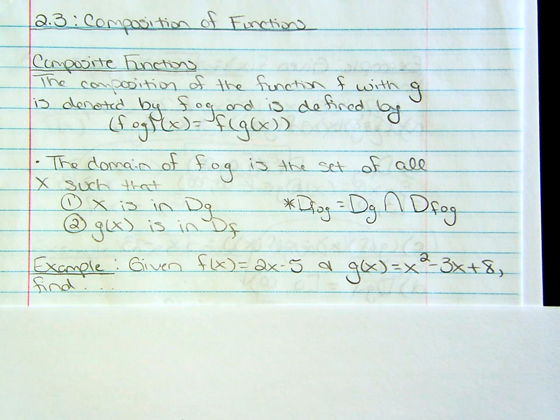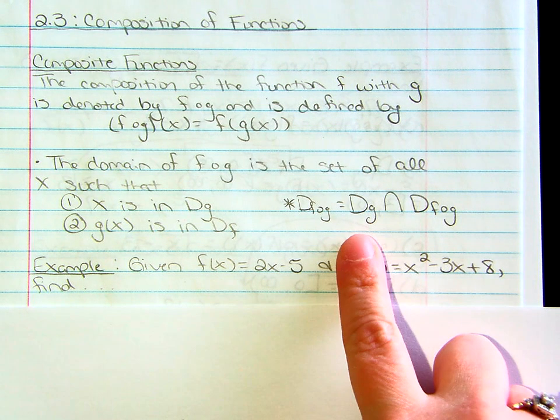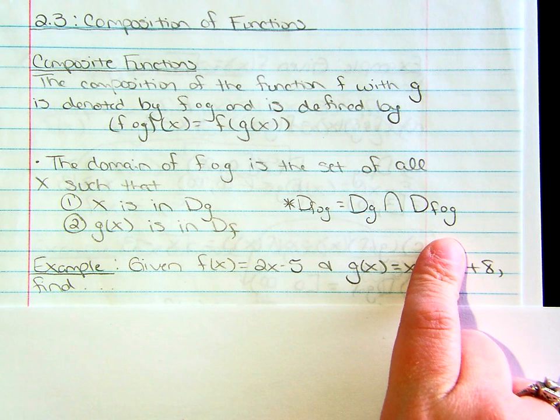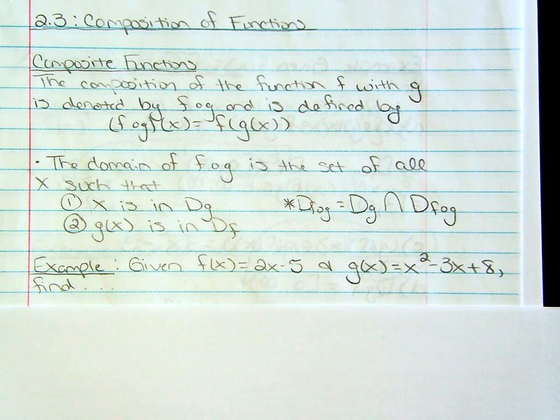Finding the domain of our composite functions can be a little bit tricky. We won't do a ton of them just because they're a little tricky, but they're not impossible. The domain of your f of g function, or your composite function, is the set of all x such that x is in the domain of the g function, and then the outputs of your g function are in the domain of f. So your inputs are in the domain of g, and then your outputs of g are in the domain of f.